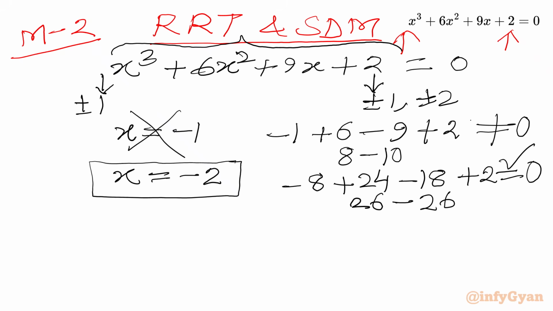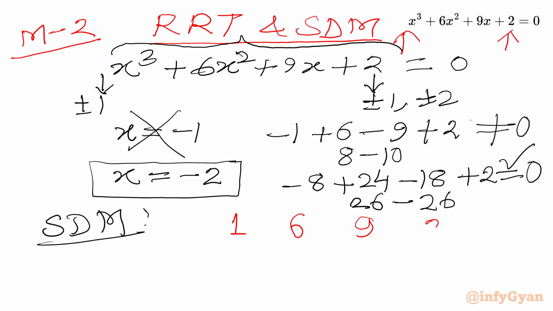Now we can use synthetic division method. In this method, we need to write all the coefficients of the cubic equation. Coefficient of x cube is 1. Coefficient of x square is 6. Coefficient of x is 9. Constant is 2. We'll put one line over here. Leading coefficient 1 would be as it is.